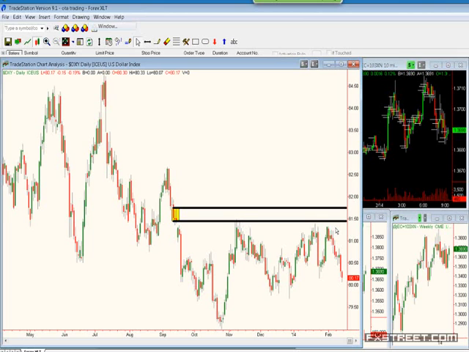What's changed now? Since our last session together, we've been all over this 81.50, and price has been getting close and falling. But what's changed? Now we have some new supply below the 81.50.